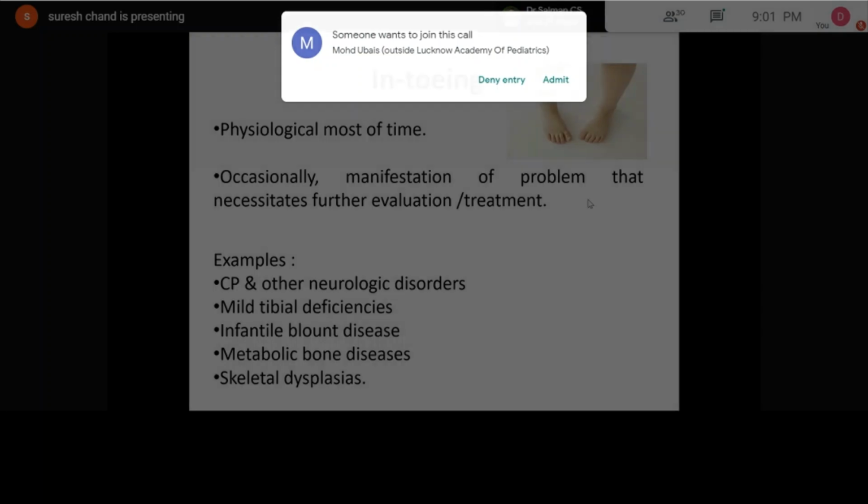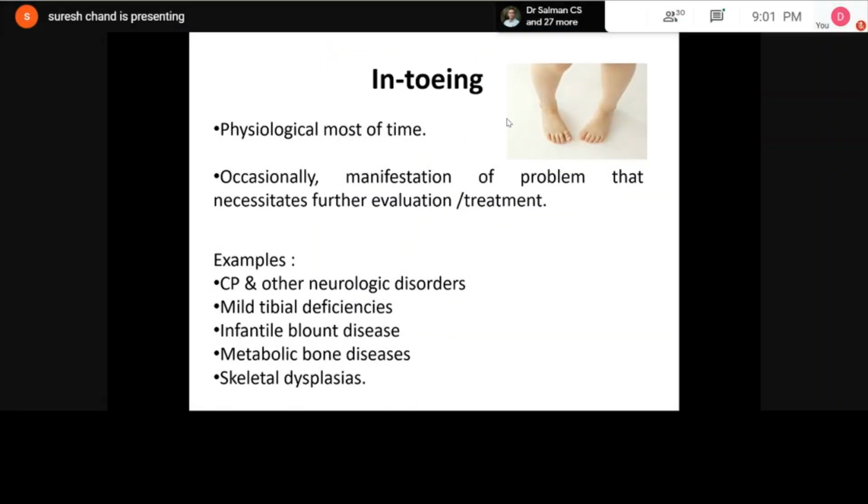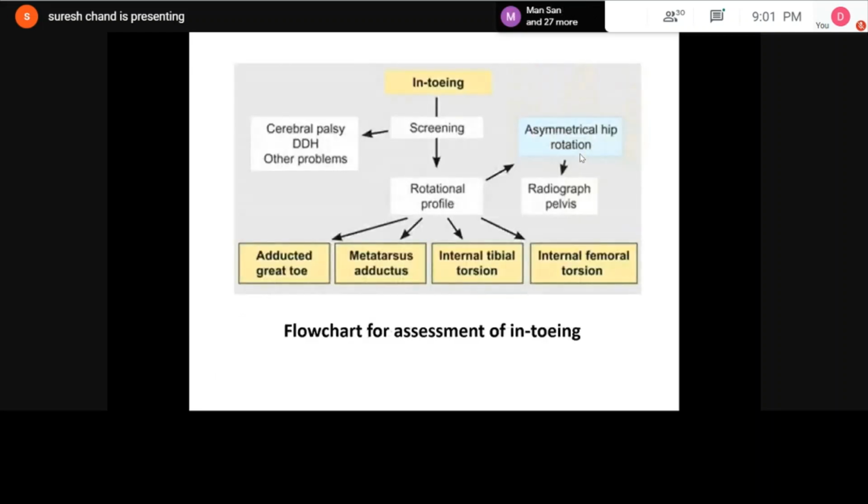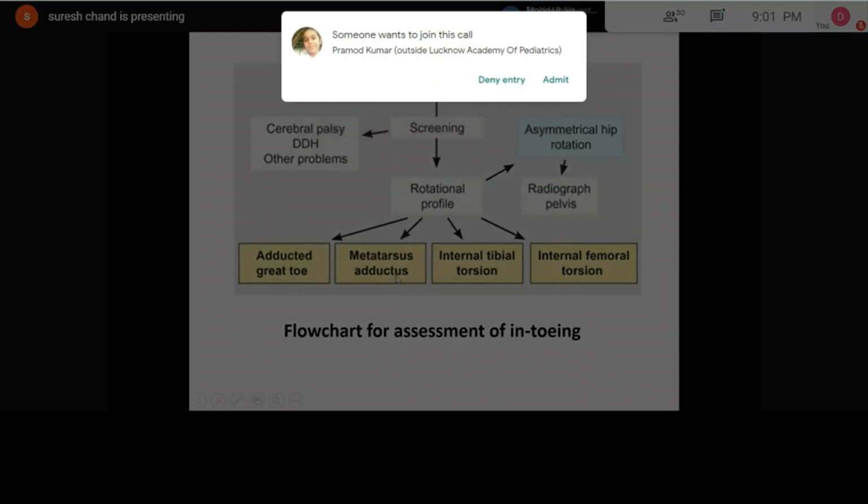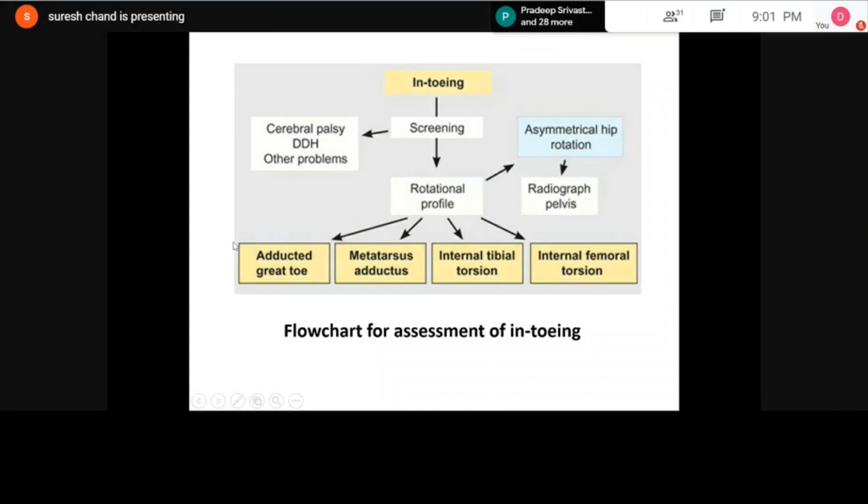The other complaint is in-toeing, which is again physiological most of the time, but we have to rule out the pathological causes like neurological disorders, limb deficiencies, Blount's disease, or any skeletal dysplasia. This is a flow chart for assessment of in-toeing. We have to screen for pathological causes of cerebral palsy, DDH, or any skeletal dysplasia. Look for rotational profile. Is there any adducted great toe? Is there any metatarsus adductus or internal tibial torsion or internal femoral torsion? These are the pathological causes of in-toeing.